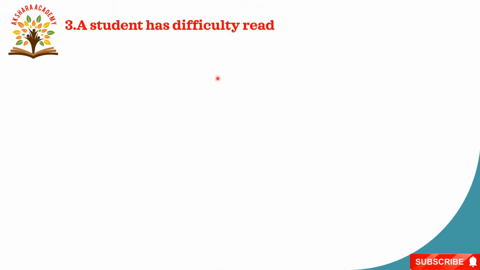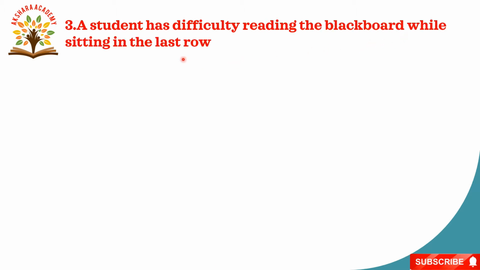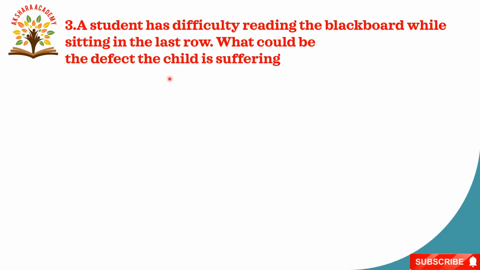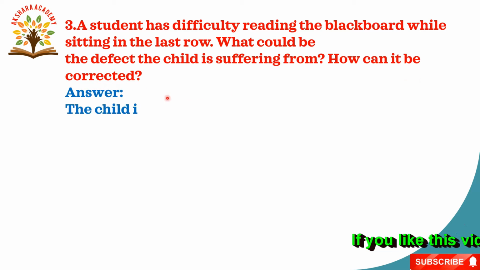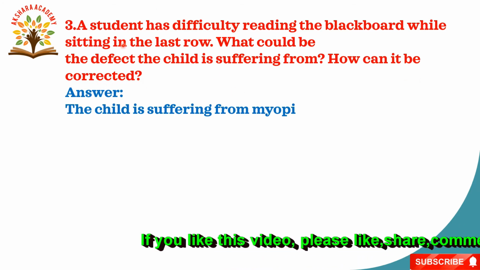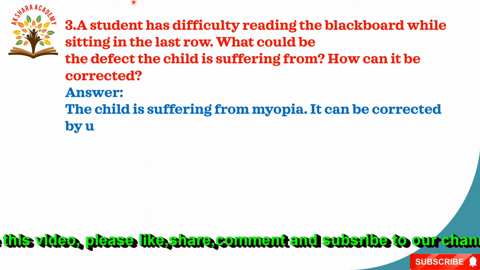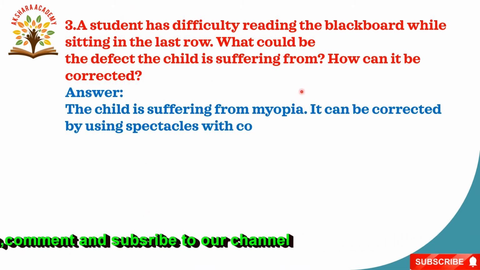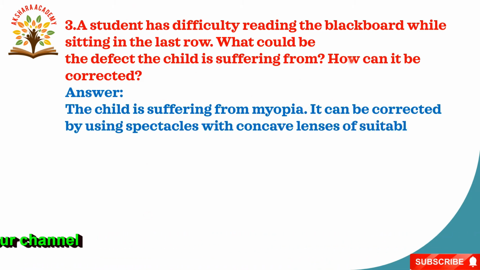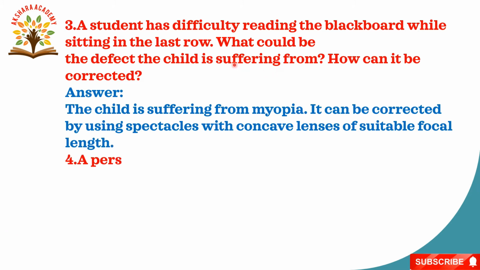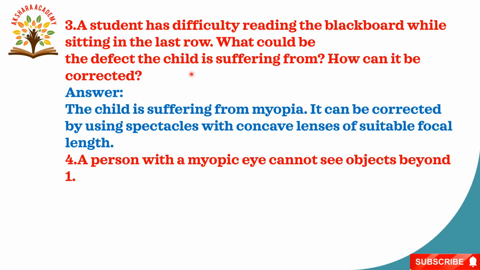A student has difficulty reading the blackboard while sitting in the last row. What could be the defect the child is suffering from? How can it be corrected? Here in this question, they are asking that one of the students has difficulty reading the letters on the blackboard. That boy is sitting in the last row. What type of defect is it and how will you correct this defect?